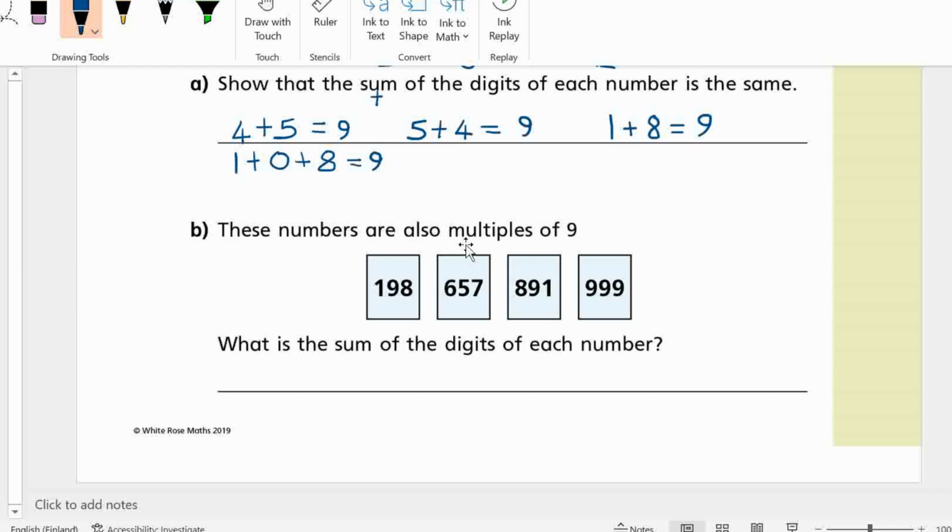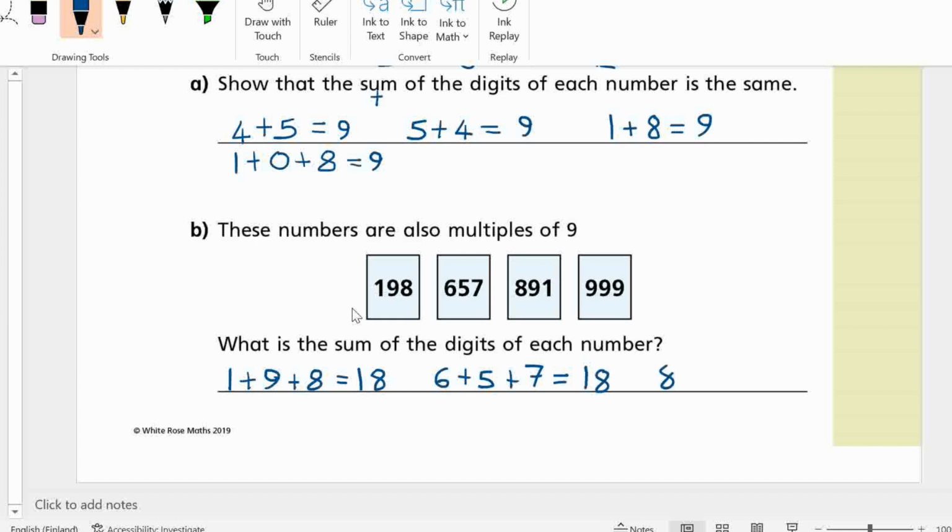These numbers are also multiples of 9. Let's see if it still works, even though these are very big numbers. What is the sum of the digits of each number? So we have 198. So this time we have to add 1 plus 9 plus 8. Yeah, doesn't work now, does it? 18. Let's see. I think these numbers are too big. 657. So 6 plus 5 plus 7. What do we get? Also 18.